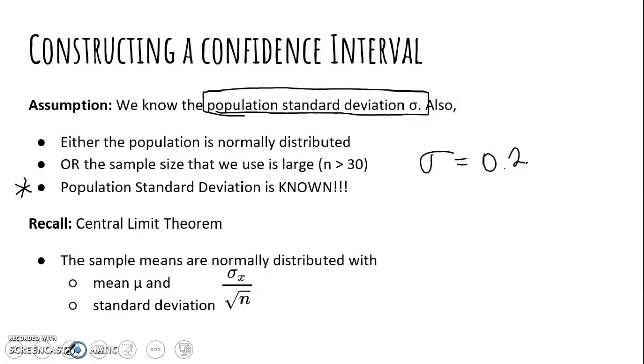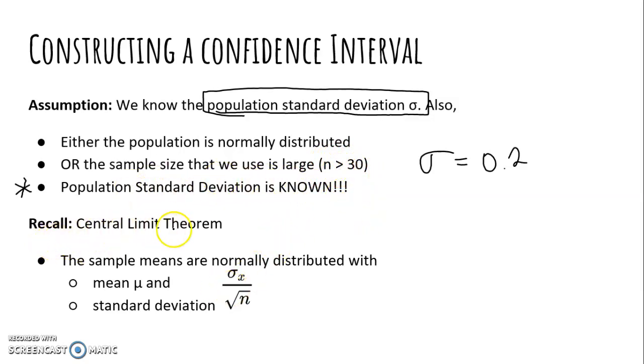So make sure you know the population standard deviation, because remember, there's another standard deviation that we can find, and that's sample standard deviation. So make sure they're not giving you sample standard deviation, because that changes our process a little bit. So make sure that the population is normally distributed or has a sample size bigger than 30, and that the population standard deviation is known.